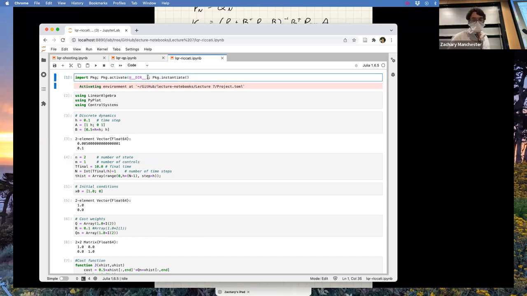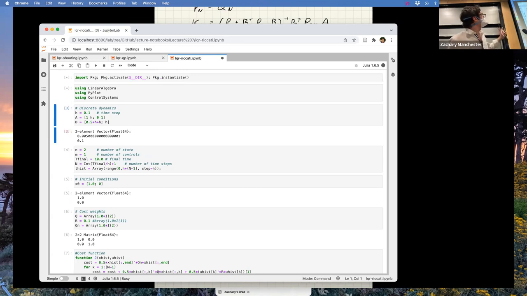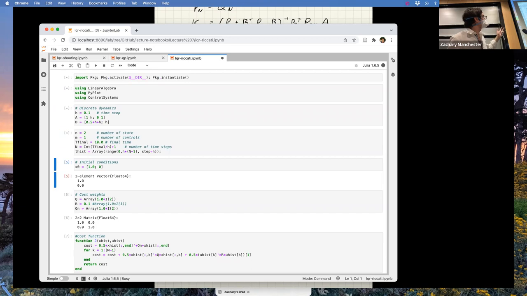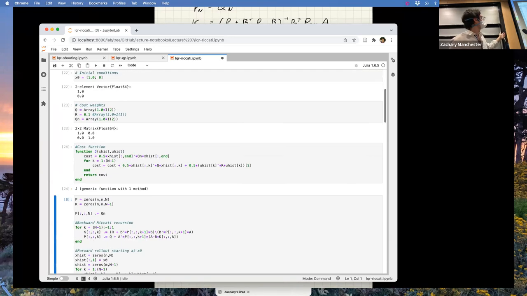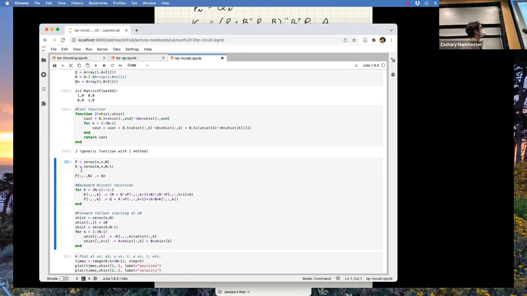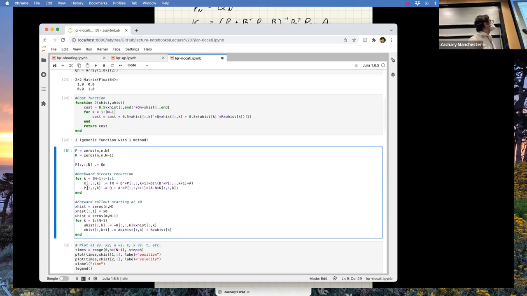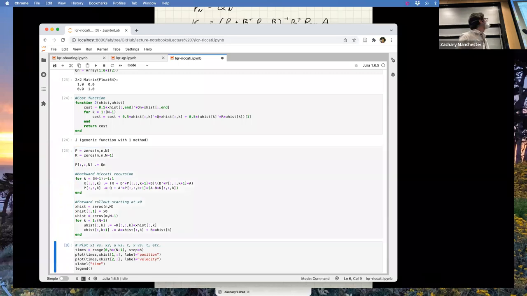Okay, so let's go do this. Same dynamics, same exact setup: 10 hertz, 10 seconds, start at 1, 0, same cost matrices, cost function. Okay, here's my Riccati thing. So P's and K's all zeros, start at the end, Qn. Then I'm going to go backwards from time N to time one. This is just what we wrote down in the notes. So I solve for all the K's and P's backward, and then I do a forward rollout where I start at X naught, and then simulate U equals minus KX, and plug that into the dynamics, AX plus BU, and go forward. So that's the whole thing.